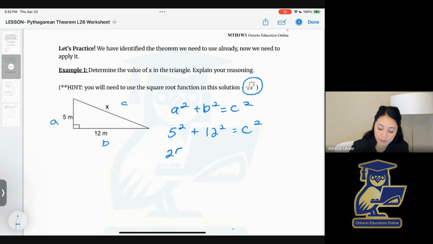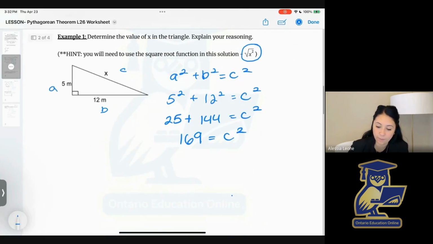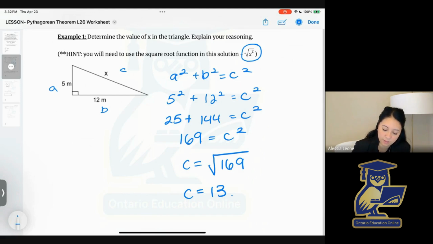5 squared is 25, plus 12 squared, which is 144, equals c squared. 25 plus 144 is 169, equals c squared. Now, to find c just by itself, we need to square root this. So c is the square root of 169. C is 13. So that means this over here is 13 meters.